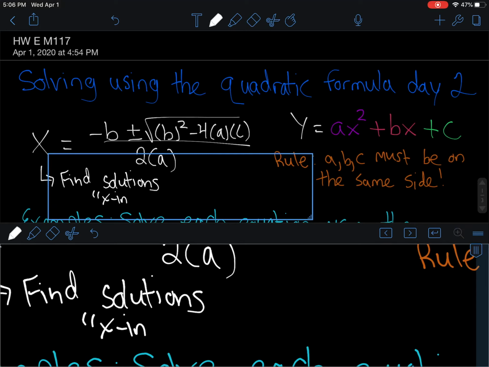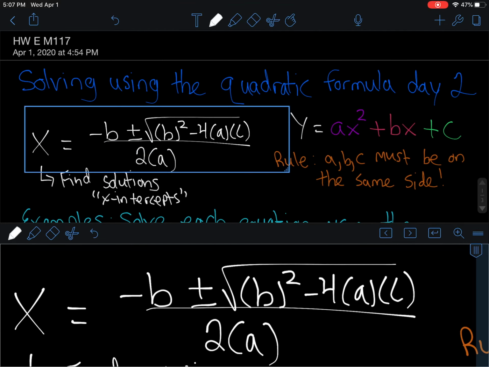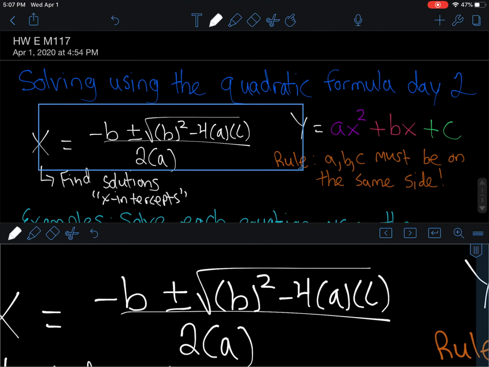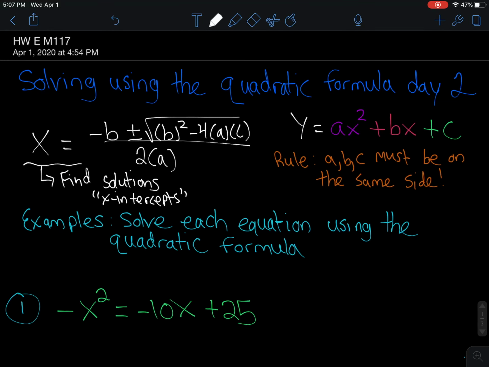And remember, the formula I have already written down here. It's really important that you know this. The formula is the opposite of b, so we say negative b, plus or minus the square root of b squared minus 4ac, all over 2a. Again, this is really important for you to follow. This is a formula that you need to understand in order to solve a quadratic that's in standard form.